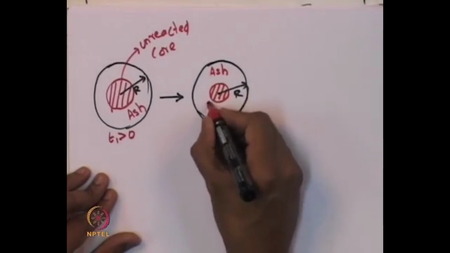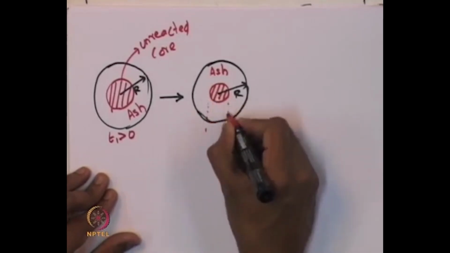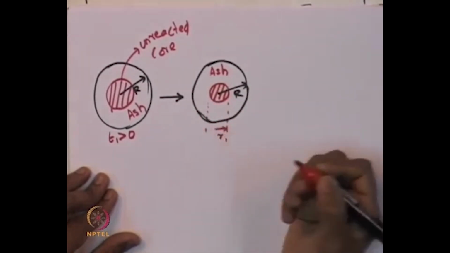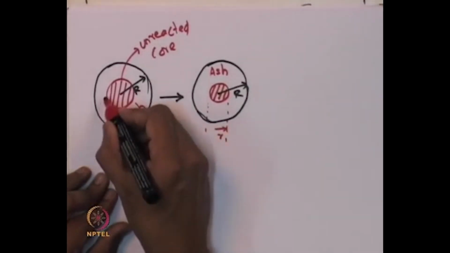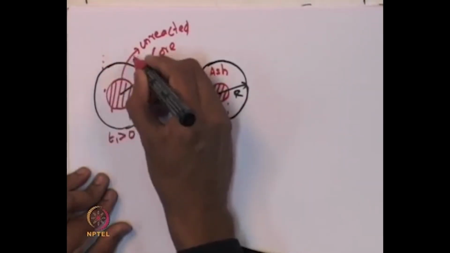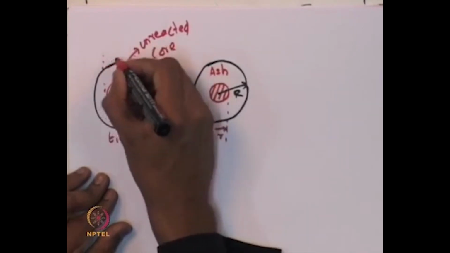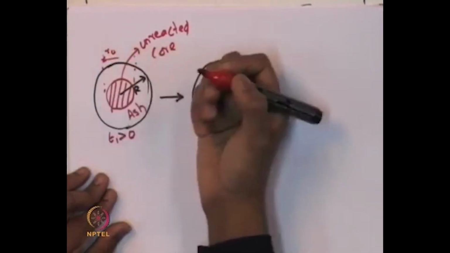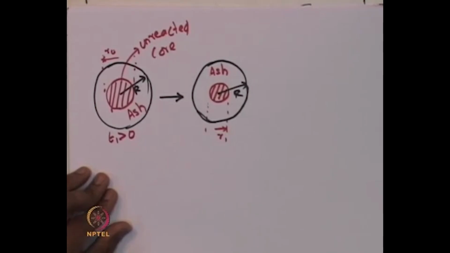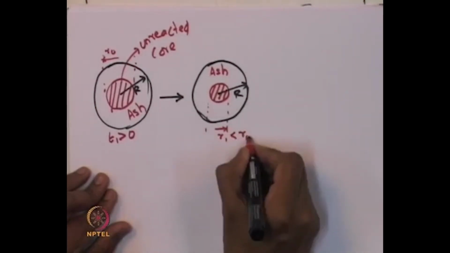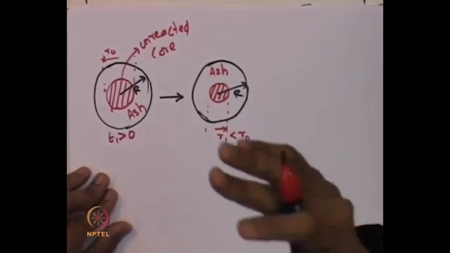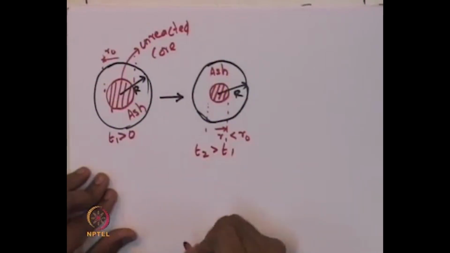The radius of this unreacted core, if I call it R 1, will be smaller than the radius of the unreacted core which was present at an earlier time, which is small r 0. So that radius will be smaller than this r 0, which means that the reaction front has moved inside, and the solid which was present between r 0 and r 1 has now reacted to form products. This is at, let us say, time t 2, which is greater than t 1.